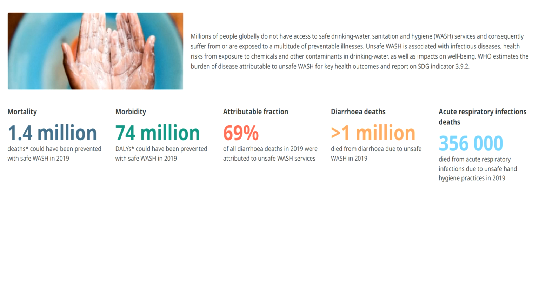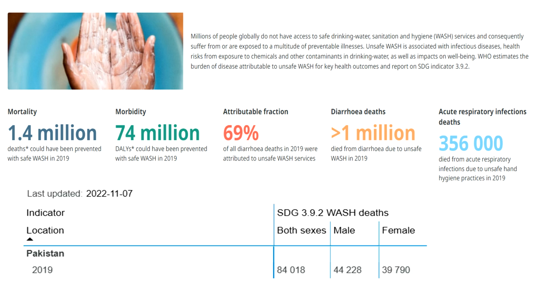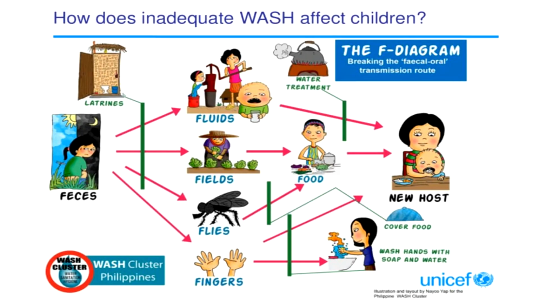And WASH is a very good strategy that is used in Pakistan as well as in multiple countries to control waterborne diseases and acute respiratory infections as well. In Pakistan, WASH deaths for both sexes number 84,000. These are WASH-preventable deaths. How does inadequate WASH affect children?